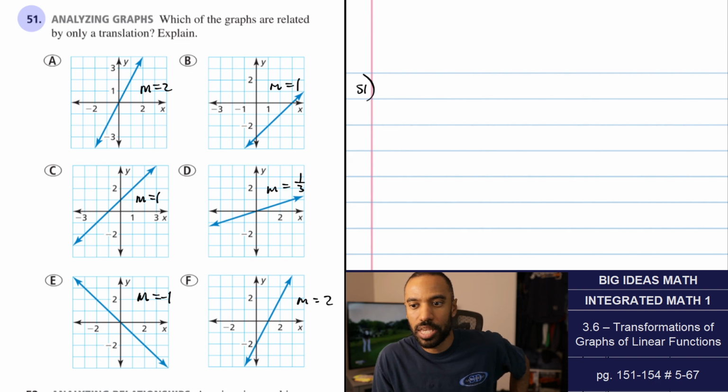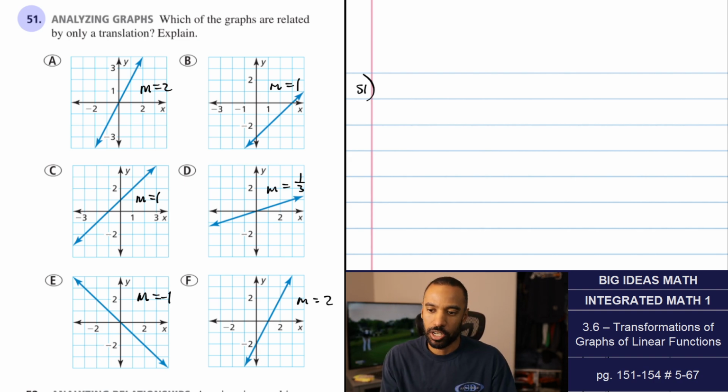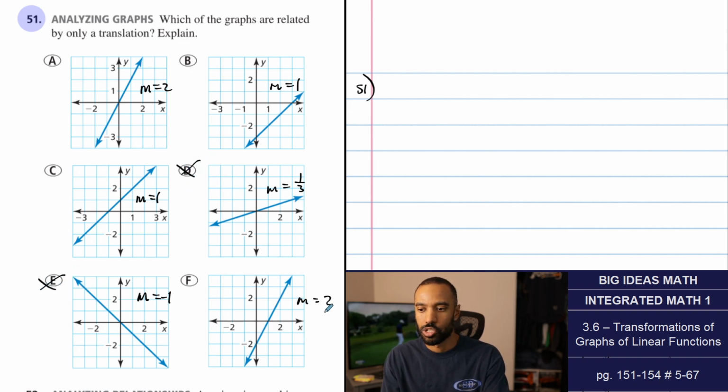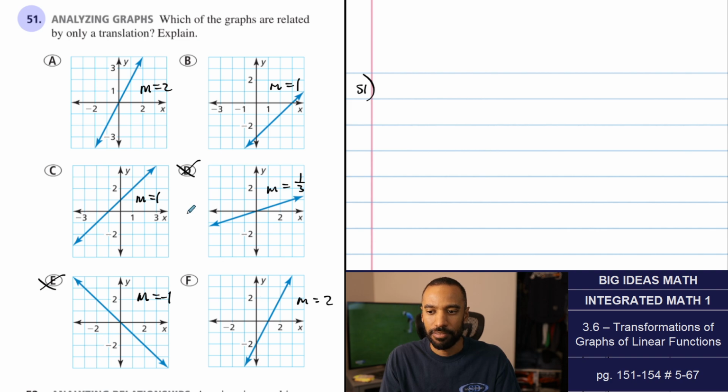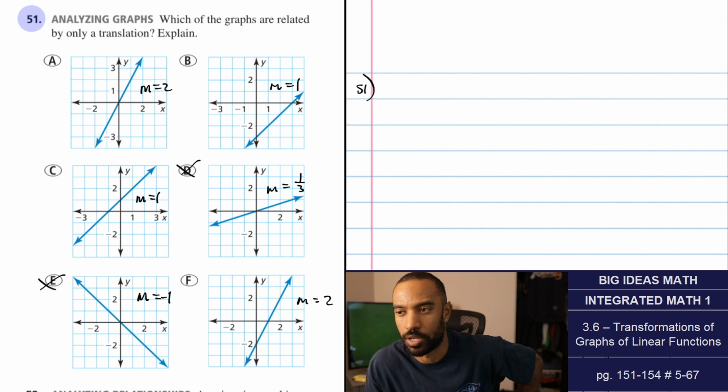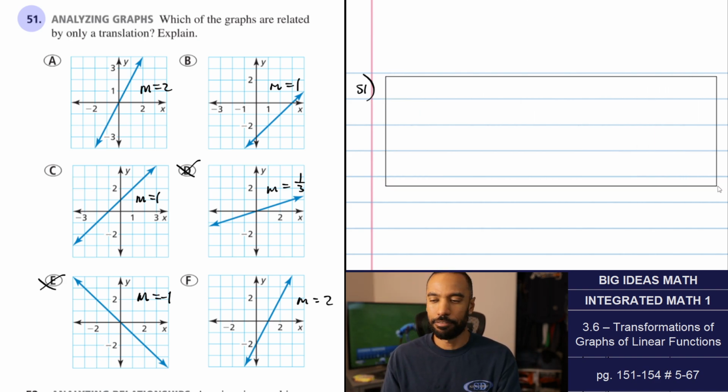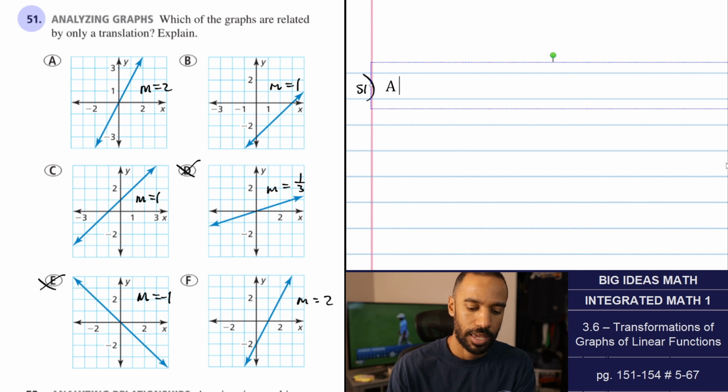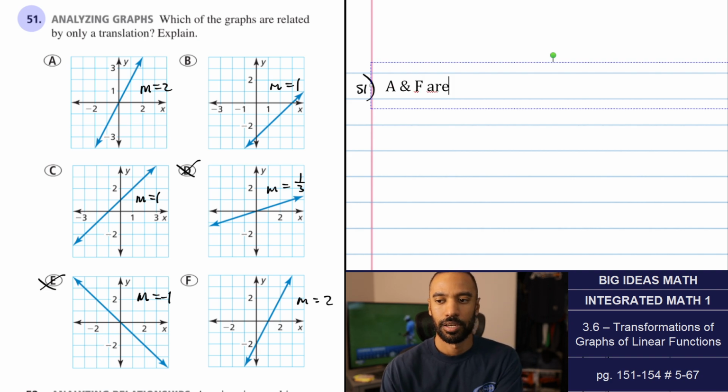So graphs with the same slope are related by a translation. Ones that don't have the same slope will not match at all. D and E do not have any matches whatsoever. A and F have the same slope of 2. B and C have the same slope of 1. Therefore, you can use translations to match those graphs without needing to reflect or vertically or horizontally stretch or shrink. So, A and F are a pair, as well as B and C.